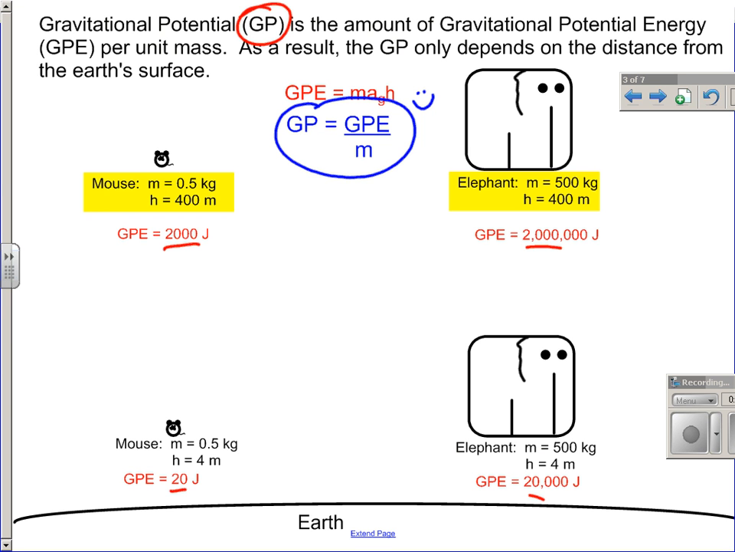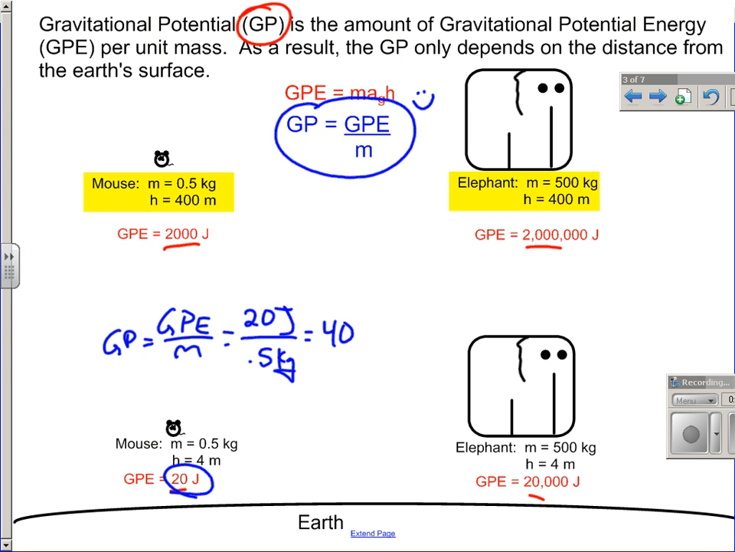Okay? So let's take a second and go through and find the gravitational potential of our mouse down low, our mouse up high, the elephant down low, and the elephant up high. So here, for the mouse down low, gravitational potential is GPE over m. The mouse's gravitational potential energy was 20 joules. We found that before, right, from here. We're going to divide that by his mass of 0.5 kilograms. Divide it out, and you get 40 joules per kilogram.